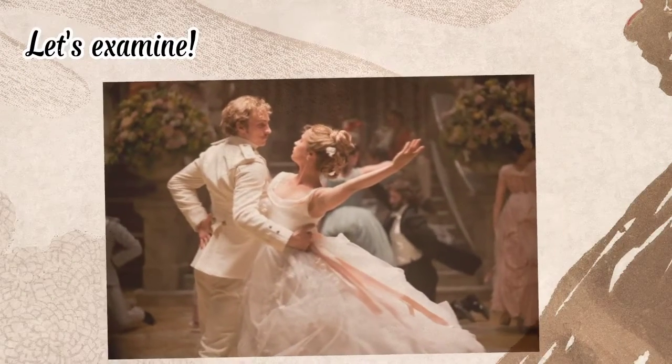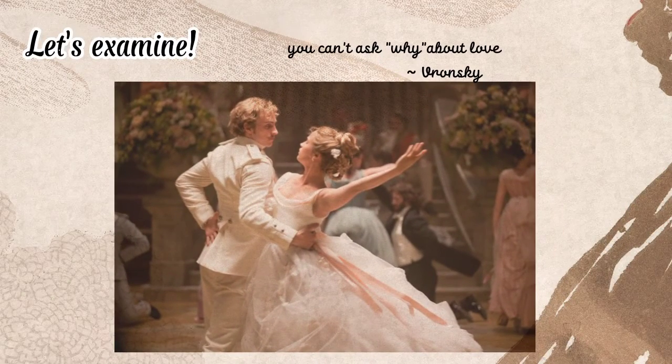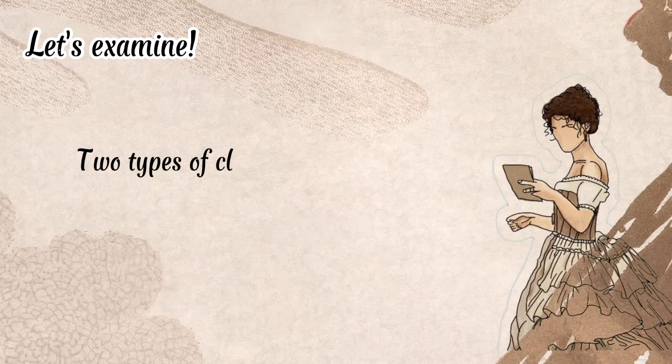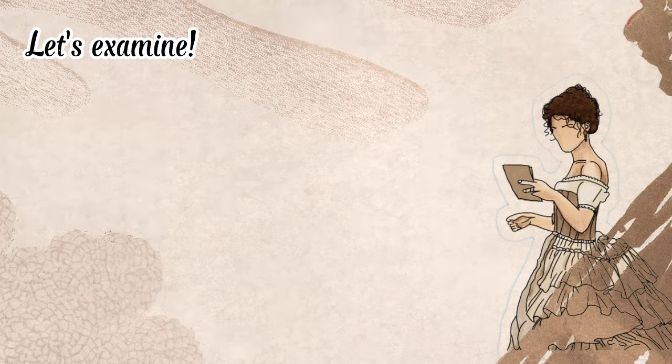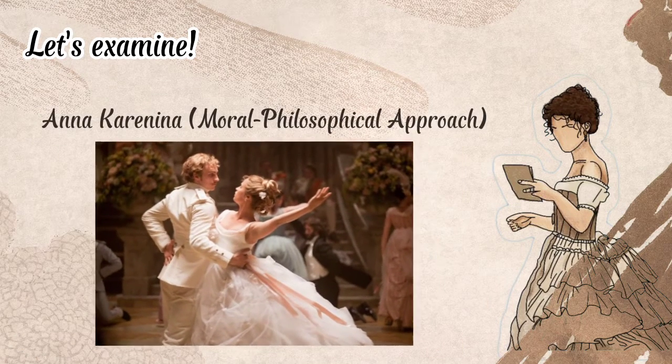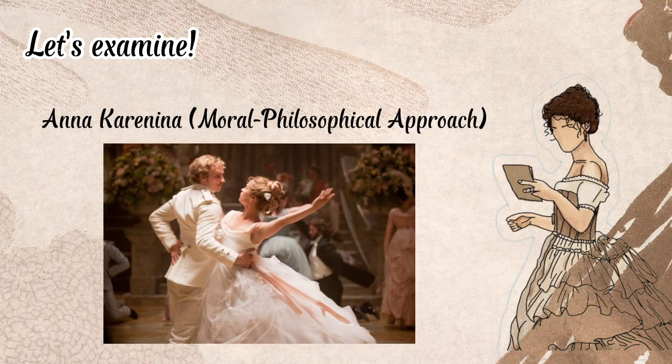At this juncture, I'm going to examine the novel Anna Karenina with the use of classical theory. Actually, there are two types of classical criticism, and these are the moral, philosophical, and historical biographical approaches. And in examining the said novel, I'm going to use a moral philosophical approach since it is more concerned with love, morality, wisdom, hatred, and innocence.